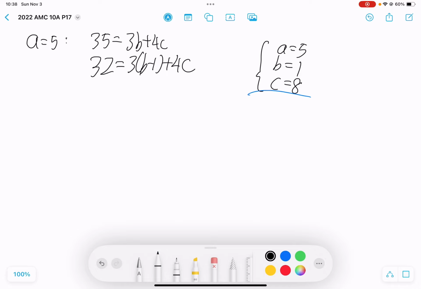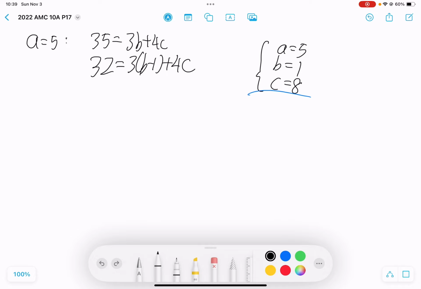Okay, so let's see if there's any other solutions. We want to make sure that 32 minus something is another multiple of 4. Since 32 is already a multiple of 4, we want to subtract another multiple of 4. Then the lowest common multiple of 3 and 4 is 12.